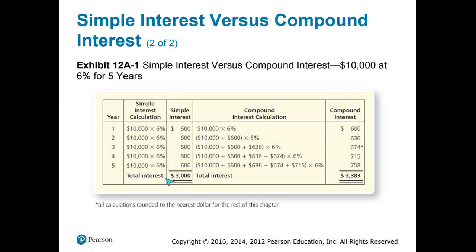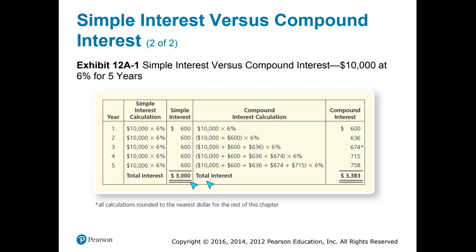With simple interest, what we've done here is we've multiplied the 10,000 by the 6%. So for simple interest, that's just simply what it is. $600 every year, $600 until we get to that 5th year, and that's the last payment, and the total that we've paid is $3,000. Simple.